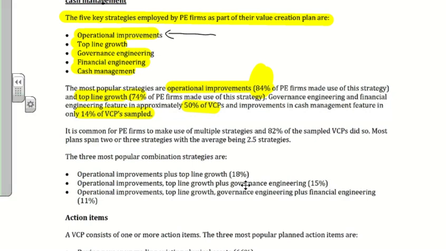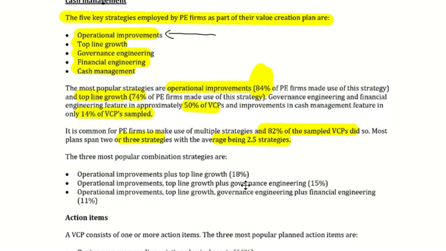We continue on. It's common for private equity firms to use multiple strategies, not just one strategy called operational improvements or one called top line growth. It's common for them to use many different strategies. And 82% of them made use of more than one strategy. Some used even 2 or 3 strategies. On average, in this particular article, private equity firms in their VCPs made use of 2.5 strategies.